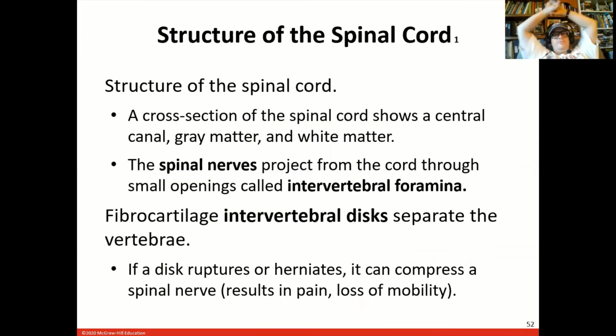Anyway, the cross-section of the spinal cord shows that central canal full of cerebrospinal fluid, gray matter, white matter. The gray matter's in the middle, the white matter is around it. The gray matter kind of looks like a messed up butterfly.